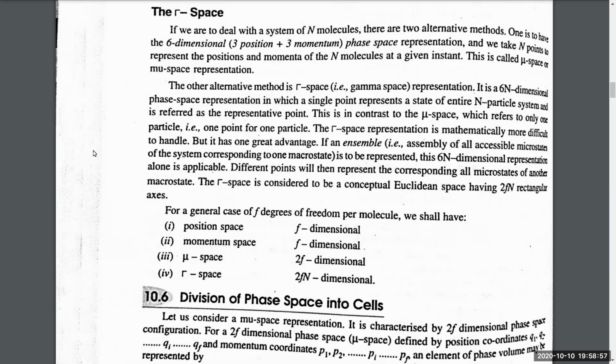So the ensemble's definition, according to this statement here in the book, is an assembly of all microstates of the system corresponding to one macrostate. Of course, there is a huge total number of microstates corresponding to a given macrostate, but then there are some that are accessible and some that are not accessible.